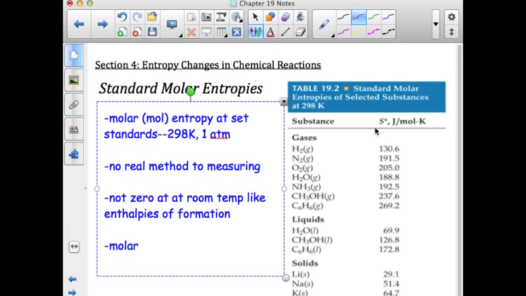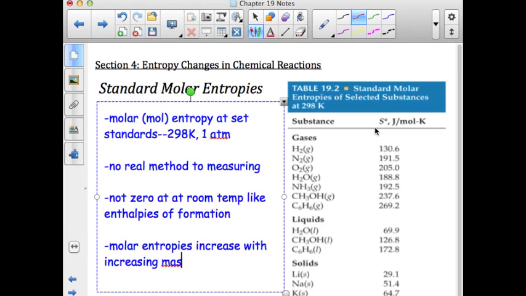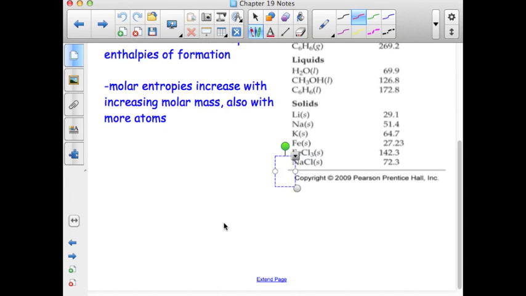Molar entropies increase with increasing mass, meaning molar mass. The heavier they get, the more entropy they have. The more atoms you have, the more my molar entropy is, because I have more atoms, I have more degrees of freedom. So something like CH3OH is going to have more molar entropy than something like sodium. We've done this before, and it should look familiar, just with enthalpies instead of entropies.